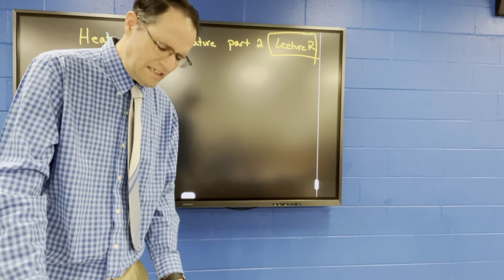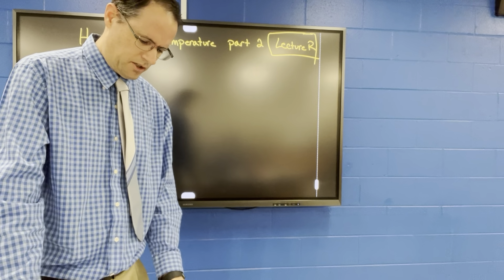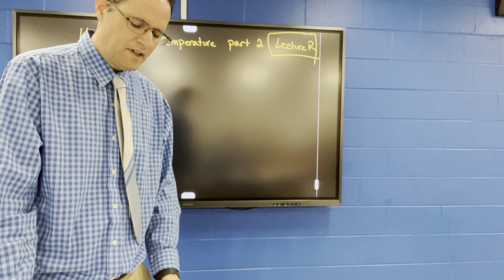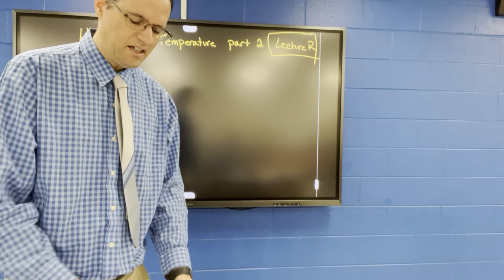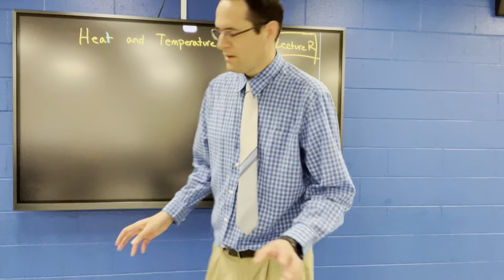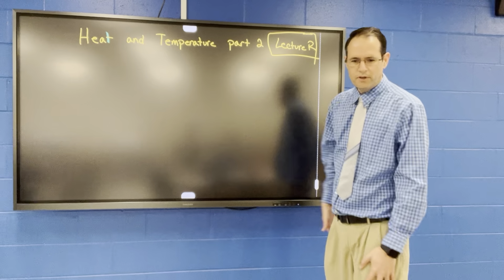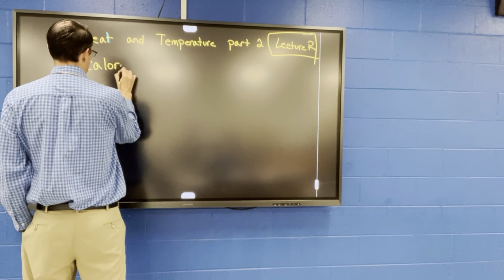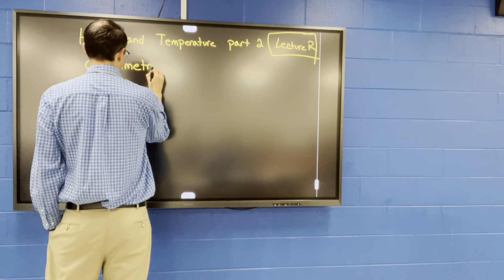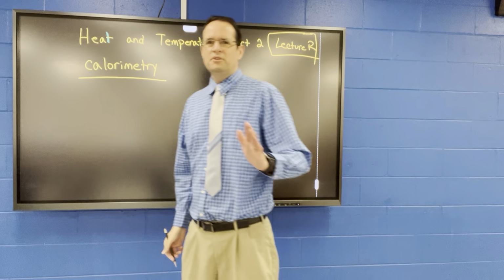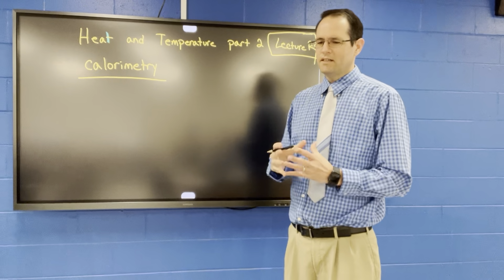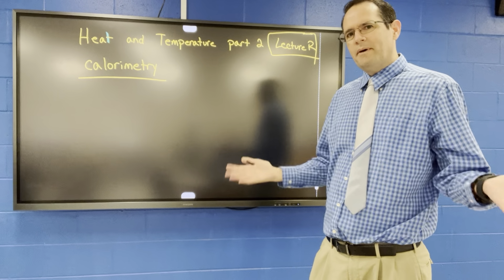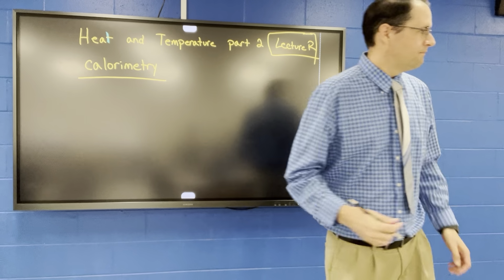Okay? Now that word comes from the calorie, and we learned that a calorie is the amount of energy needed to raise 1 gram of water exactly 1 degree Celsius. Calorimetry uses the properties of water and its known specific heat to measure the amount of heat given off by different processes.